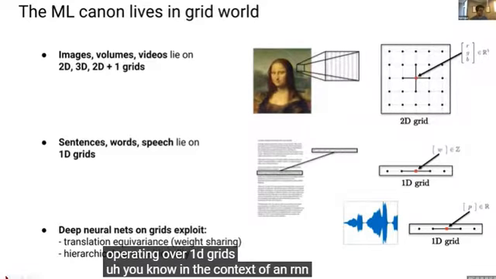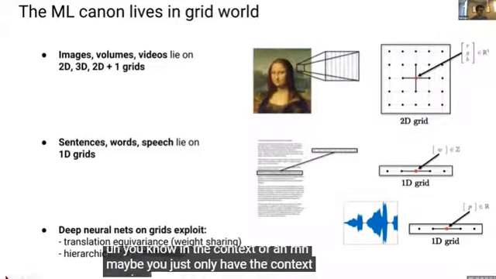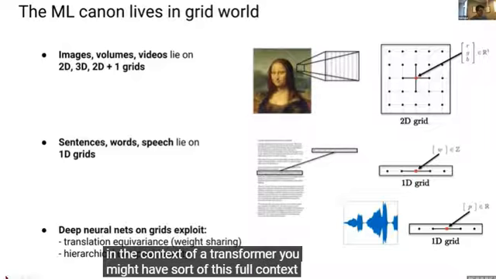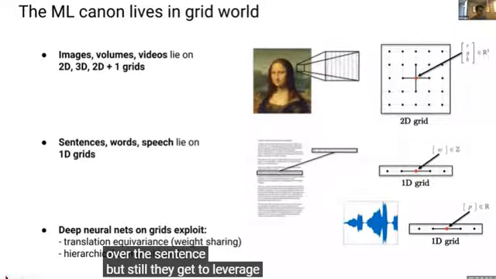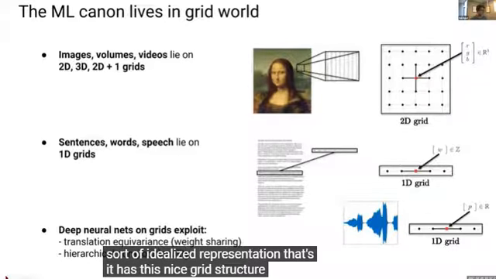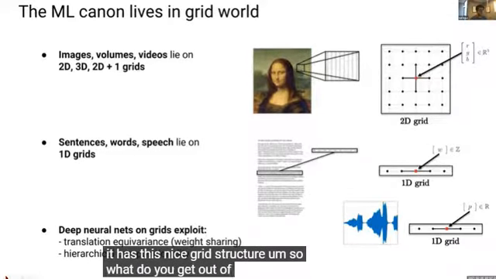In the context of an RNN, maybe you only have the context coming from the left. In the context of a transformer, you might have the full context over the sentence, but still they get to leverage this idealized representation that has this nice grid structure. So what do you get out of that?